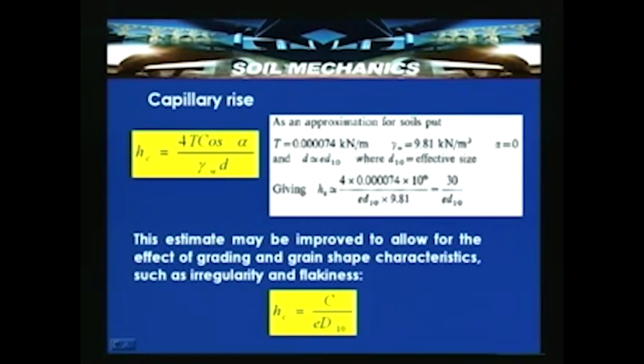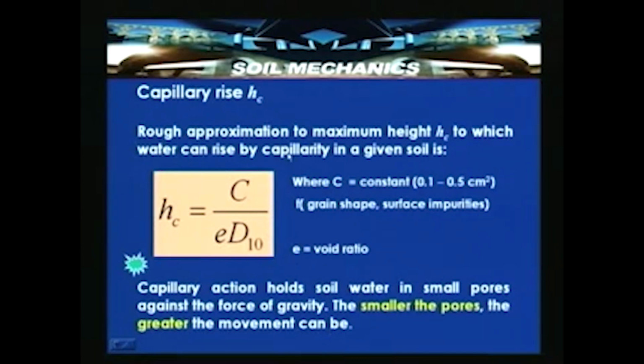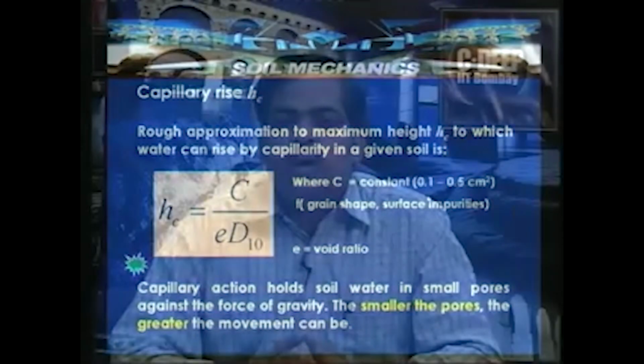The estimate may be improved to allow for the effect of grading and grain shape characteristics such as irregularity and flakiness. So, Hc is equal to C by e D10. This can be further discussed here. A rough approximation of the maximum height Hc to which the water can rise because of the capillarity phenomenon can be said as Hc is equal to C by e D10, where C is a constant which has units in centimeter square or meter square. In case of centimeter square, C is equal to 0.1 to 0.5 centimeter square, and it is a function of grain shape and surface impurities, and e is the void ratio.